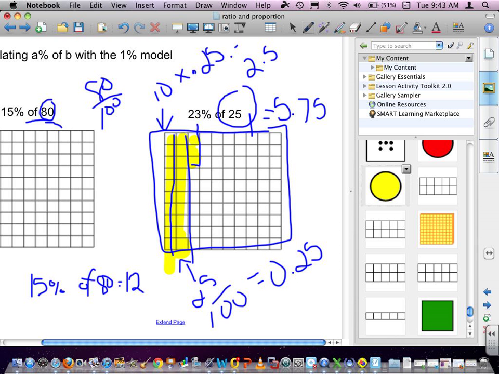Okay? So what we're doing is we're thinking if I fair share something by 100, then I take 23 of those 1%, right? When I fair share it by 100, I figure out what 1% is, and then I just multiply that by 23 because I need 23 of those 1%. So this is why it's called the 1% model: you always go to, well, what would 1% be?